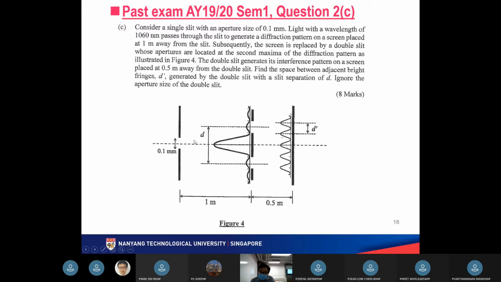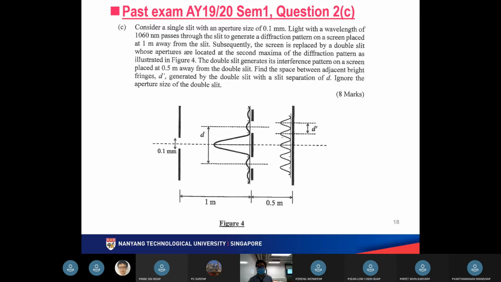You can say D is actually the distance between the center of the two slits. Once we are able to find out, for example, the first and the second dark fringe positions, we will be able to find out where the center of the slit is located. And then twice of this y coordinate is actually D. So this is the idea.